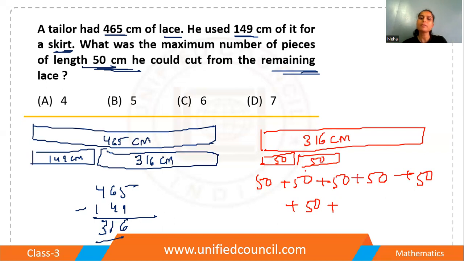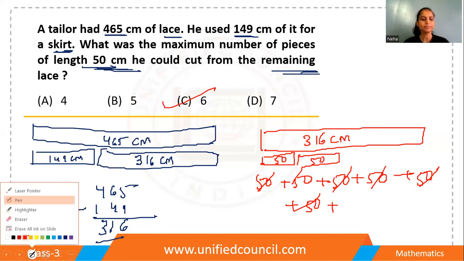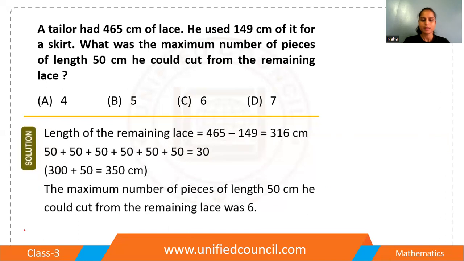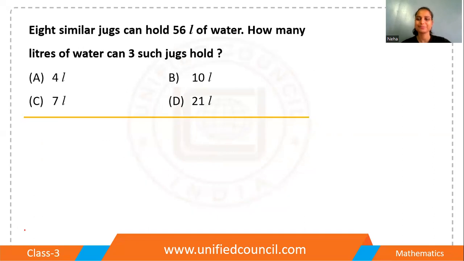So how many maximum number of pieces can I cut? Just count it: 1, 2, 3, 4, 5, 6. 6 pieces I can cut. Option C is the right answer. Nice one. Good question. This is the detailed solution of the given question. Now let's move to the next one.